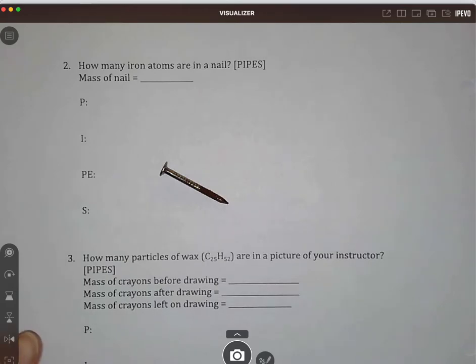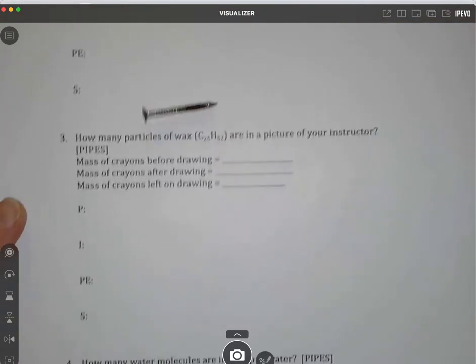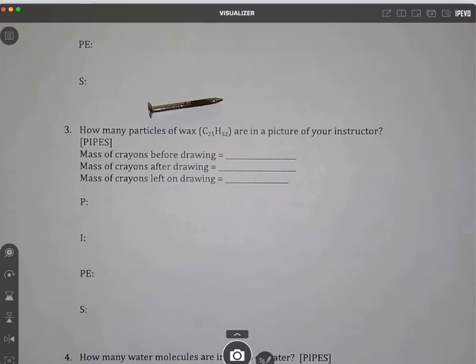The second one, we are going to do portraits of me. So portraits of your chemistry instructor. How many wax particles are in a picture of your chemistry instructor? I sent a reminder this morning to bring crayons, but I have plenty if you didn't bring your own. You are going to take a fistful of crayons and weigh them. Then you're going to draw a picture of me and then weigh them after you're done.